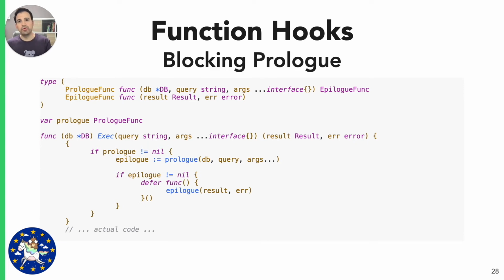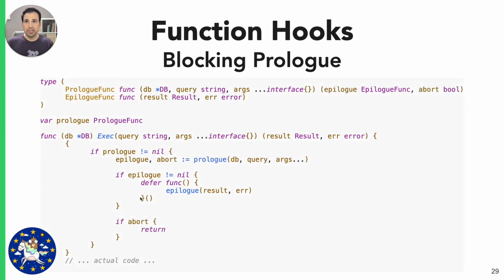Now to go beyond pure execution monitoring and be able to abort the function calls, we will add a second prolog return value that tells us when we should immediately return from the function. So we slightly change the prolog function type so that now it returns the abort boolean value, which when true means that we immediately need to return from the function.